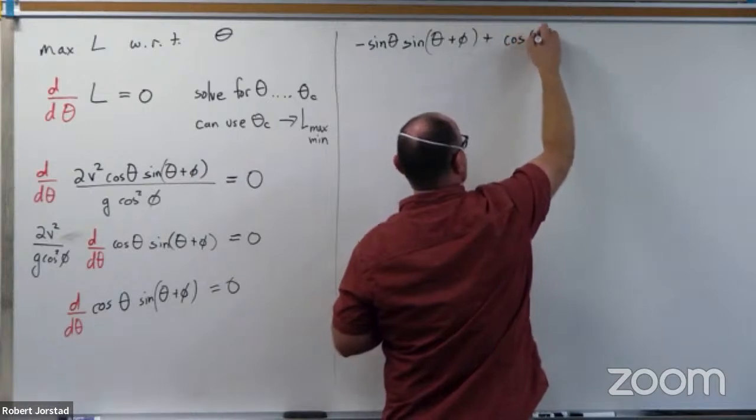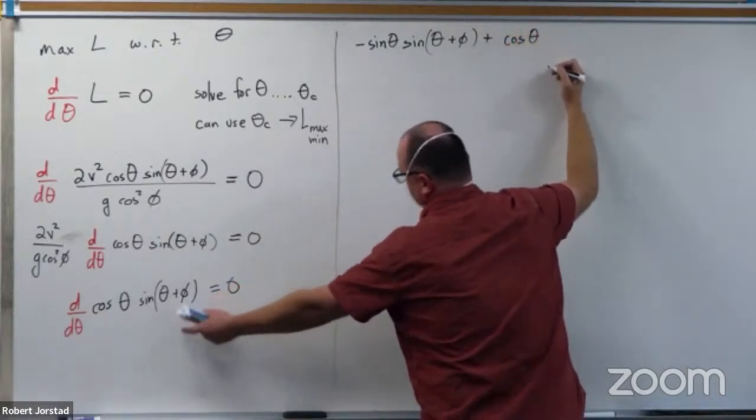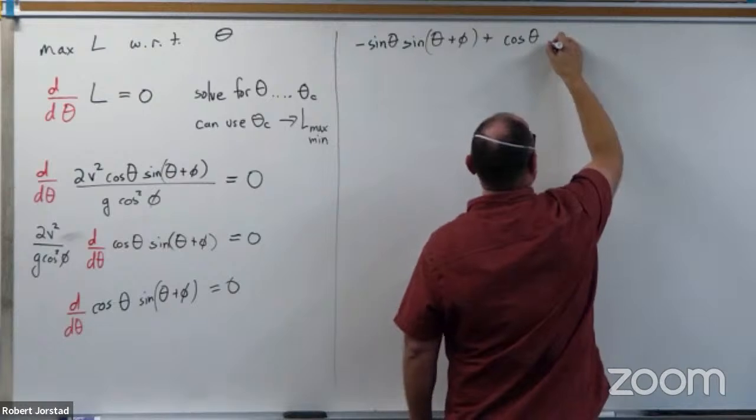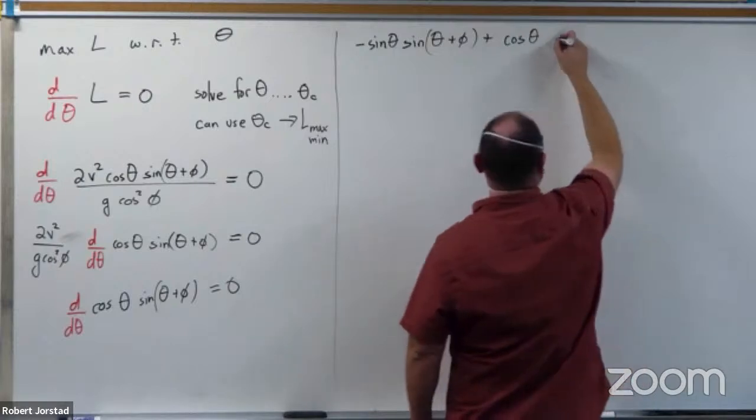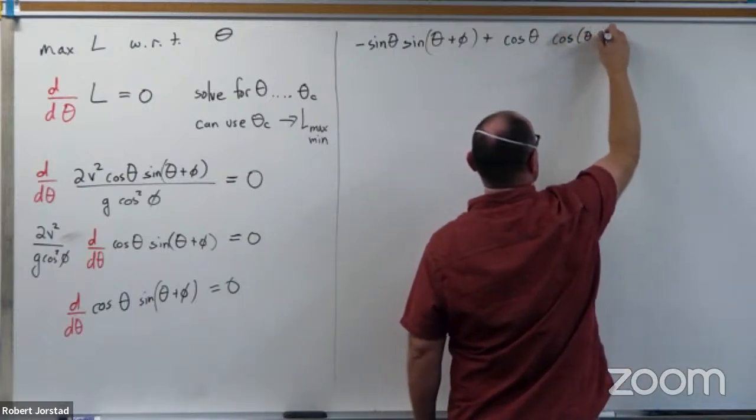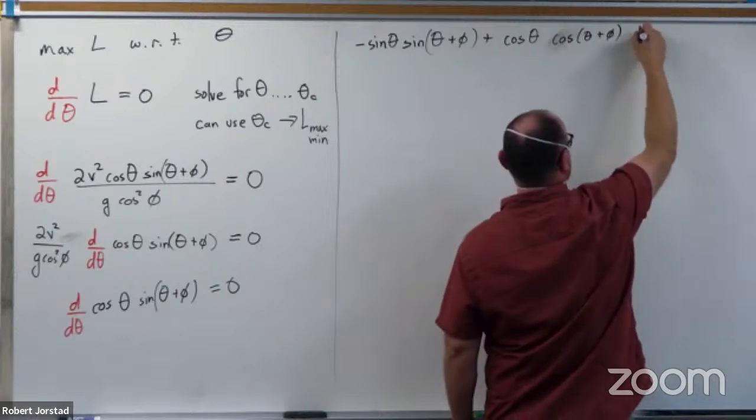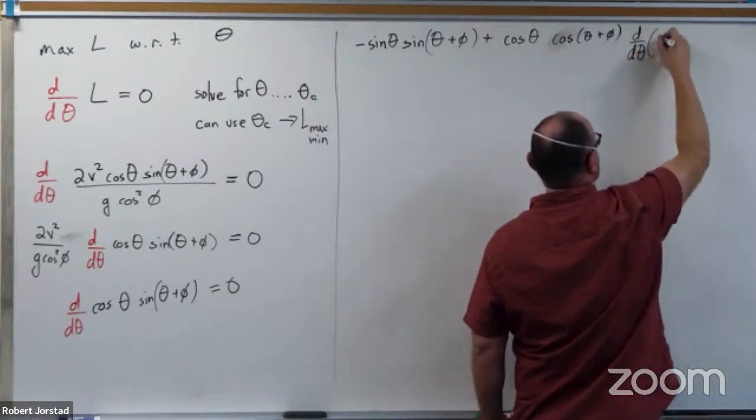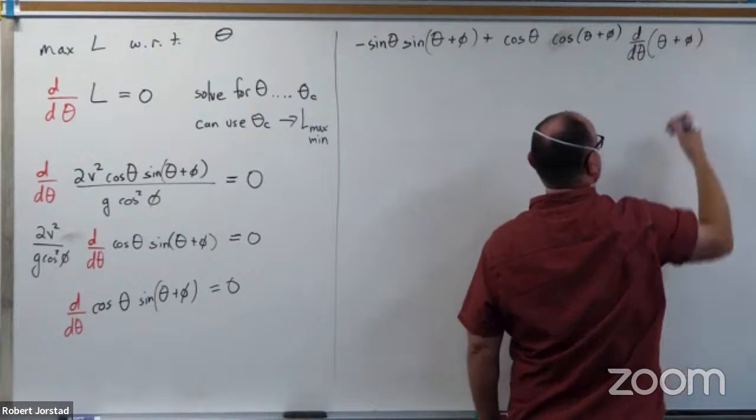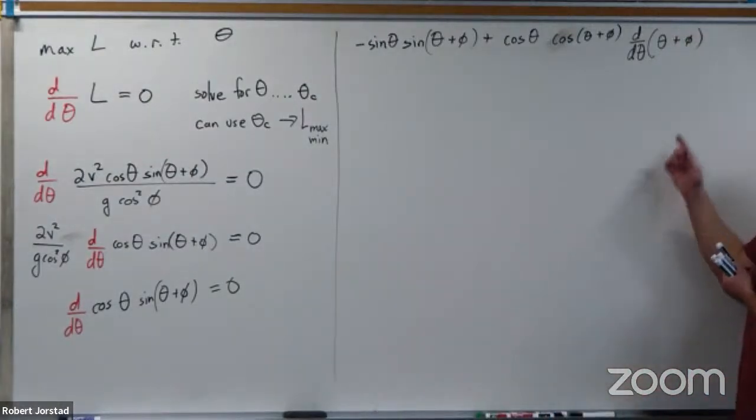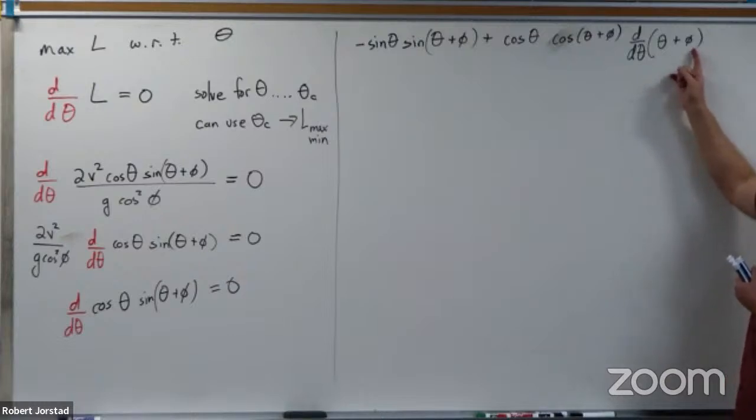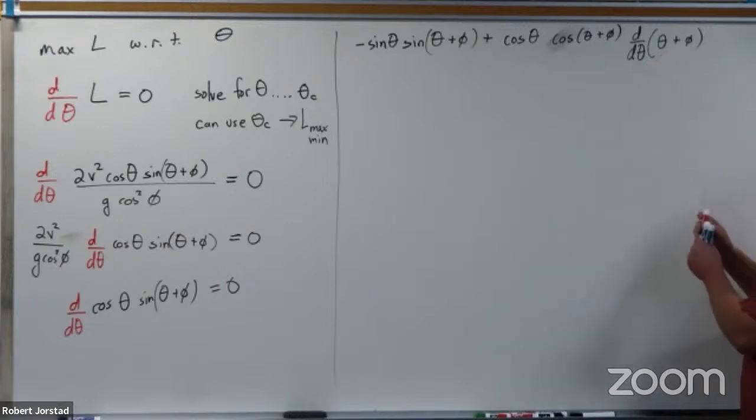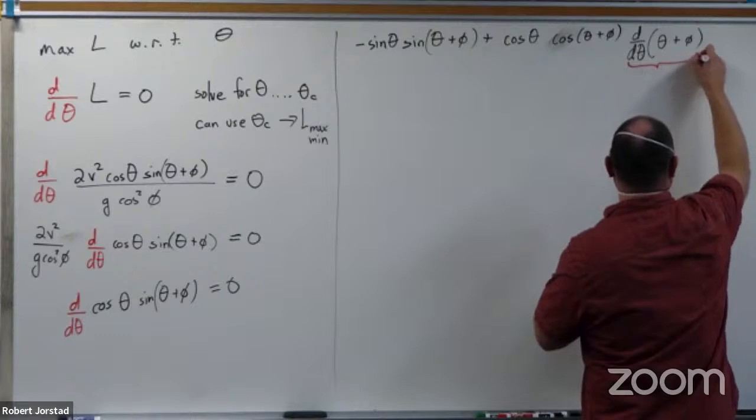Then I've got to multiply by what's left. Cosine theta. What's the derivative of sine of theta plus phi? Cosine of theta plus phi. But now I've got to take the derivative of what's inside, right? Chain rule. But in this case, phi is a constant. What's the derivative of the constant? 0. What's the derivative of theta with respect to theta? Just 1. So do you agree that all of this is just the number 1?